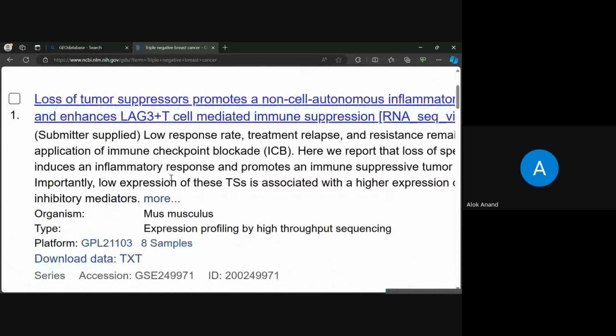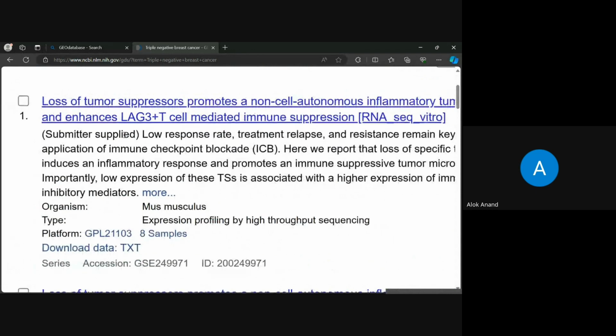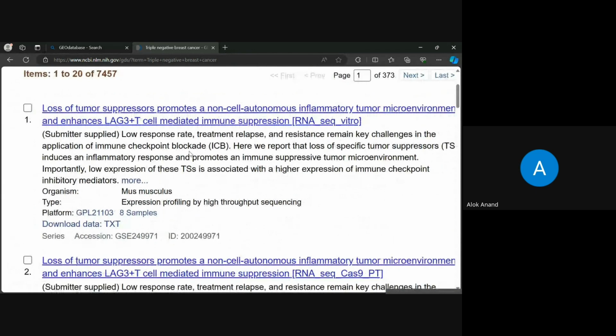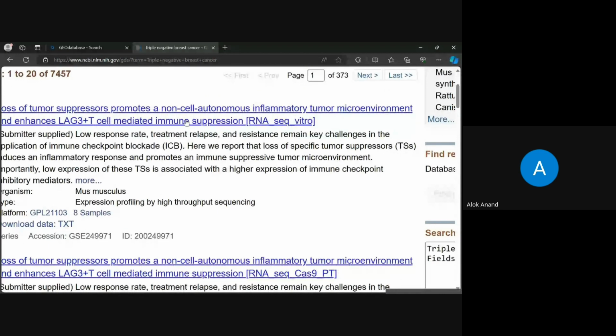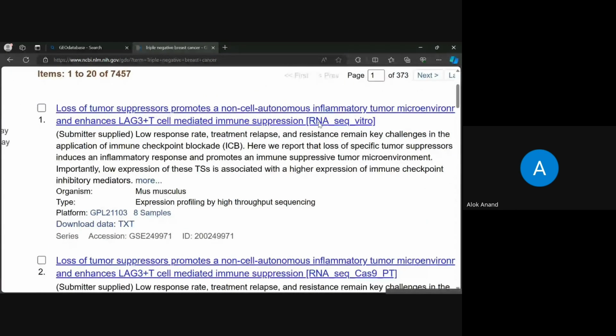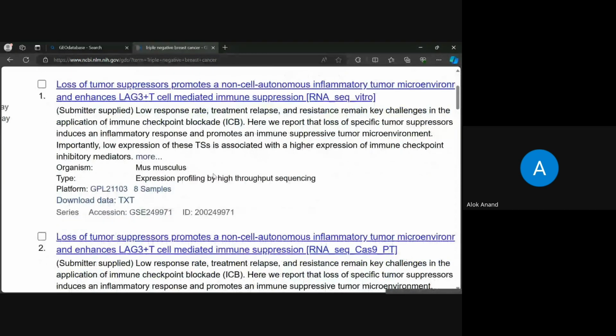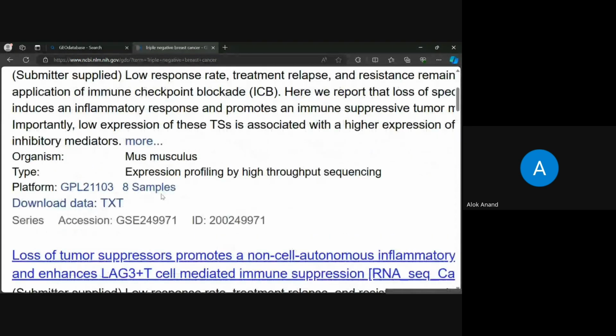So now here you can see study number 1, this is the description of the study. Loss of tumor suppressors promotes a non-cell autonomous inflammatory tumor microenvironment. We are not interested in that right now. I'm just showing you the data. So this contains 8 samples.